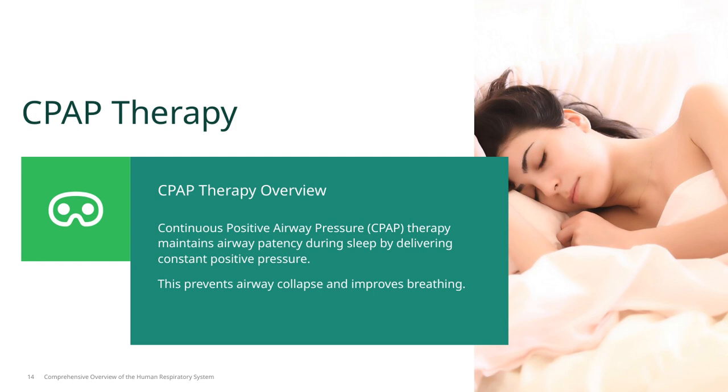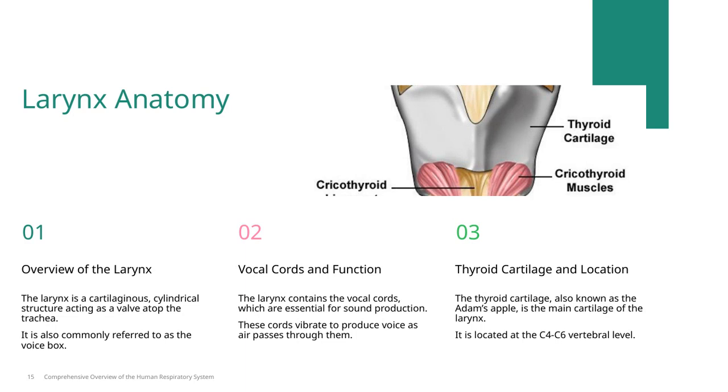Connecting this to our overall theme, it highlights how maintaining airway patency is fundamental to respiratory function and overall well-being. Now, let's take a closer look at the vocal cords and their vital role in our respiratory system. The larynx, or voice box, contains these vocal cords, which are essential for sound production. When we speak or sing, these cords vibrate as air passes through them, creating the sounds we recognize as voice.